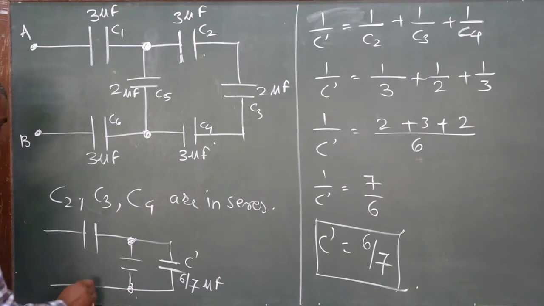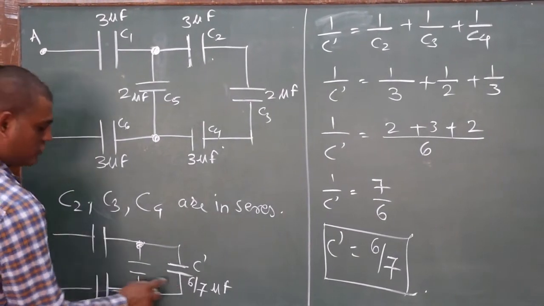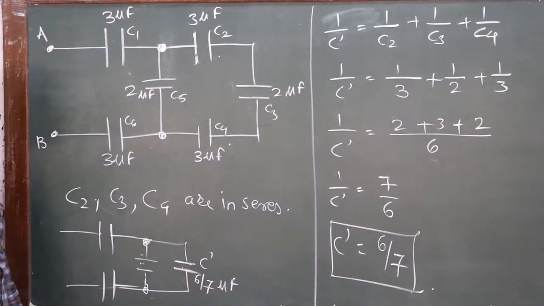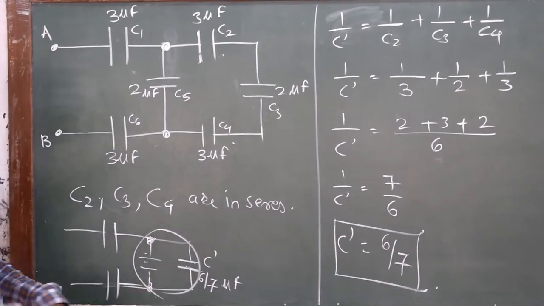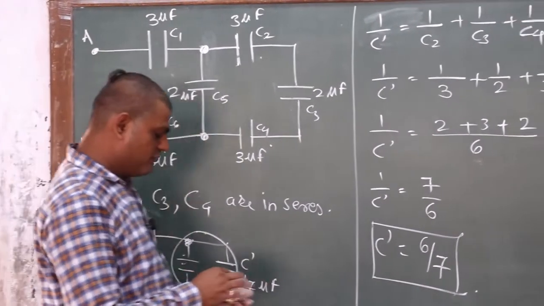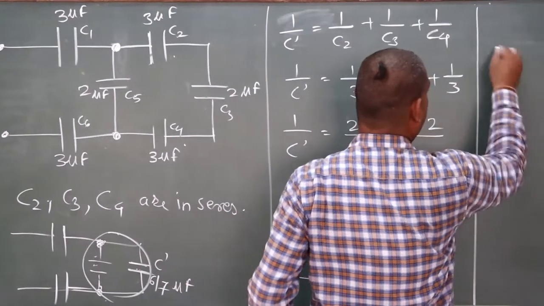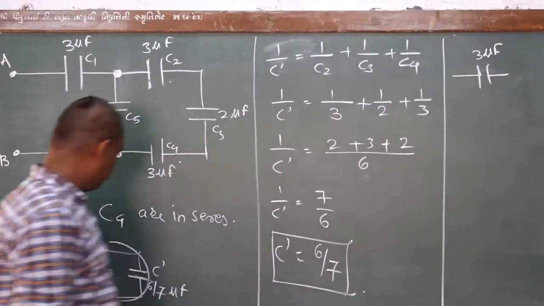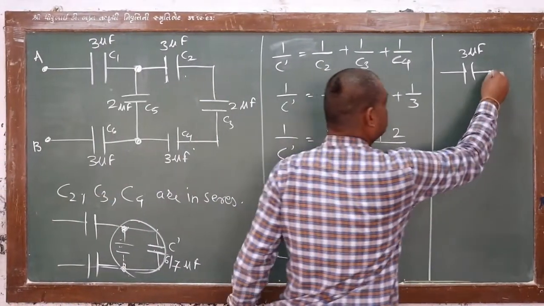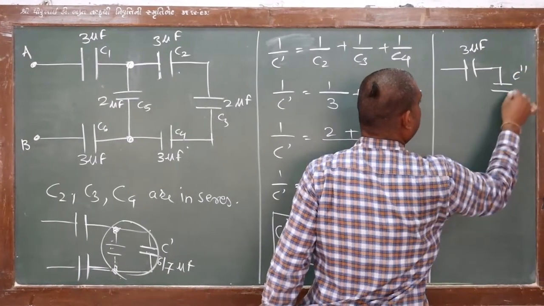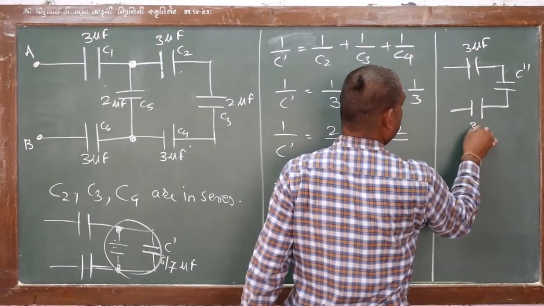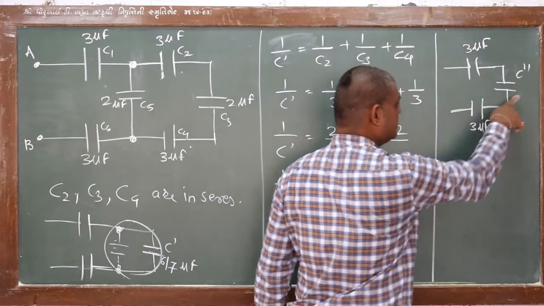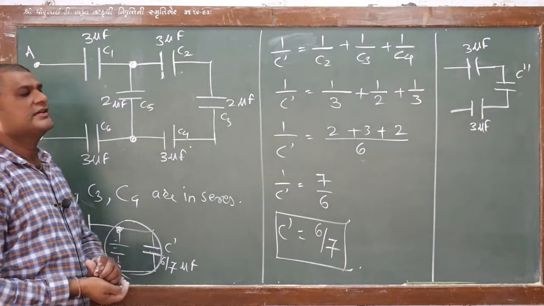Correct? Here it is. So these 2 capacitors are in series. These two capacitors are in parallel. So solve this, you will get C double dash. So the diagram will be like this. After solving this it is 3 microfarad, right? After solving these two capacitors, you will get the C double dash, right? And this is also 3 microfarad, right? So 3 microfarad, C double dash and 3 microfarad are in series.